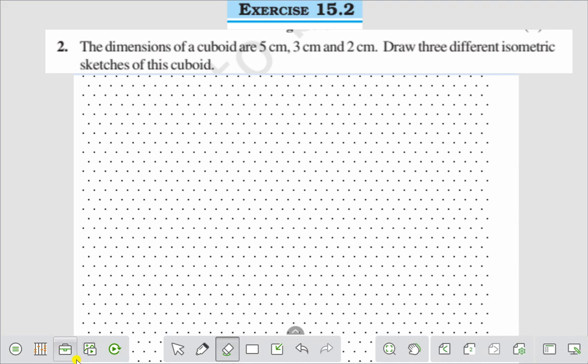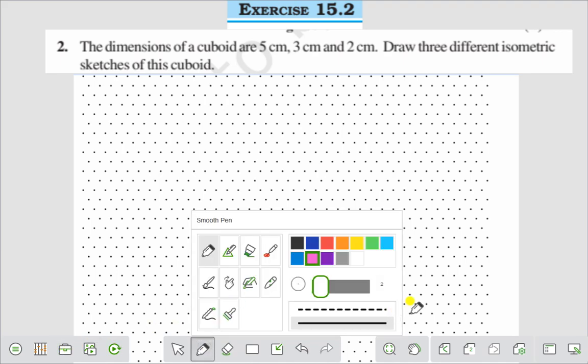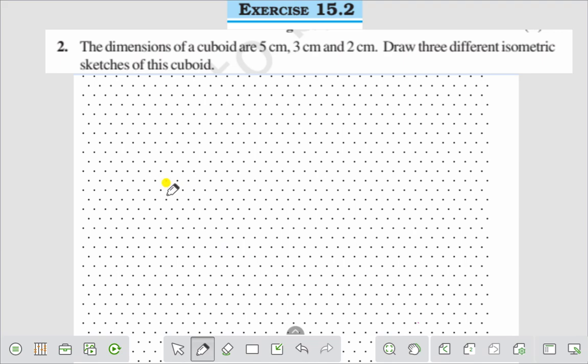Let us take, suppose if we take the length as 5 cm. Let us take length as 5. That means 5 unit. Right? That is 1, 2, 3, 4, 5. 5 unit we have taken, right? And breadth is 2 unit, that is 1 and 2, right?